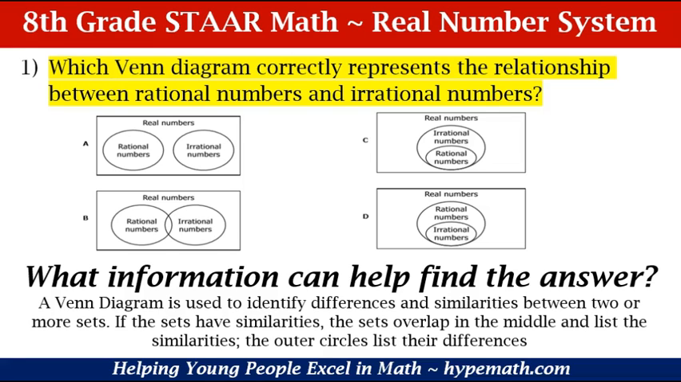A Venn diagram is used to identify differences and similarities between two or more sets. If the sets have similarities, the sets overlap in the middle and list those similarities, and the outer circles list their differences.